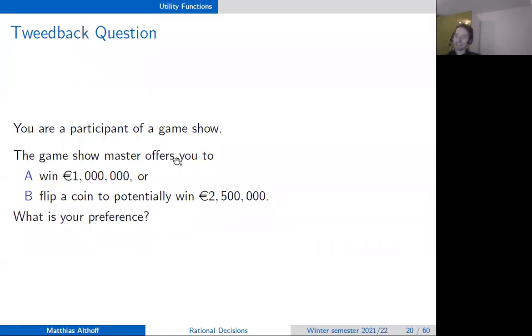So now we could discuss whether this is a good decision, or whether, I mean, good decision often means rational decision. And if you look at the expected value, of course, the expected value of B would be 1.25 million euros, which is higher than 1 million euros. So you could say on average, you could get more money by selecting B. However, and now I would like to switch to my whiteboard.